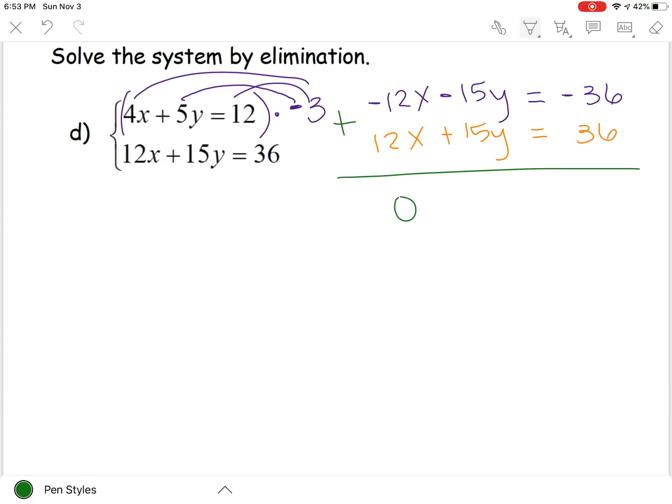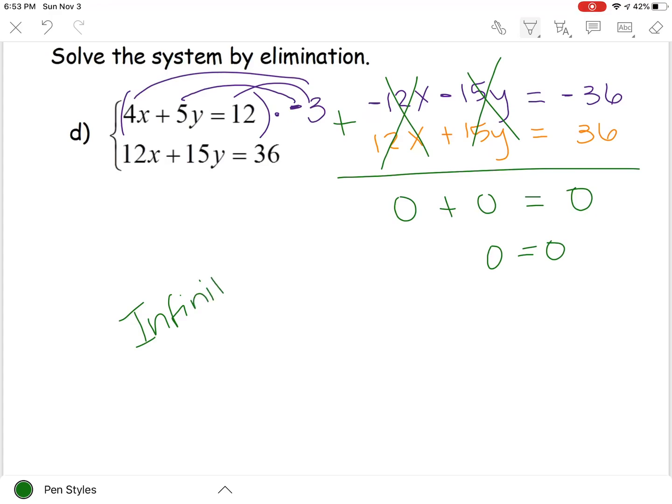Well, negative 12x plus 12x is 0. Negative 15y plus 15y is 0. Negative 36 plus 36 is 0. So we get 0 equals 0. Well, that's always going to be true. So since that's always going to be true and all of our variables eliminated, we have infinite solutions. Infinite solutions. So that would be our answer.